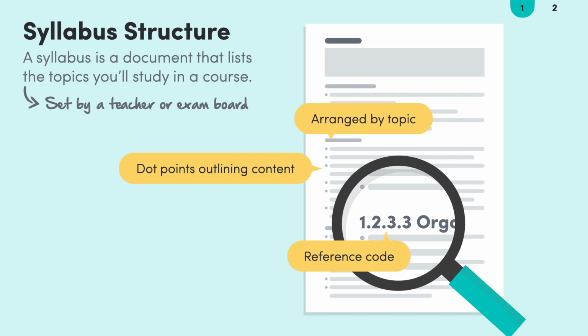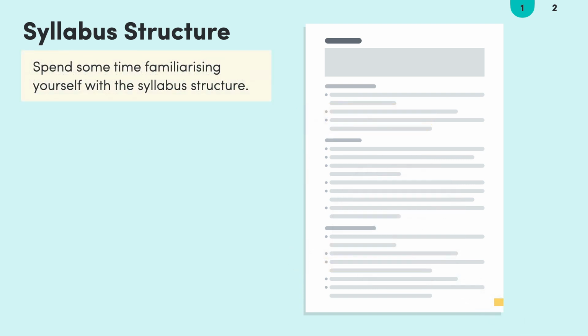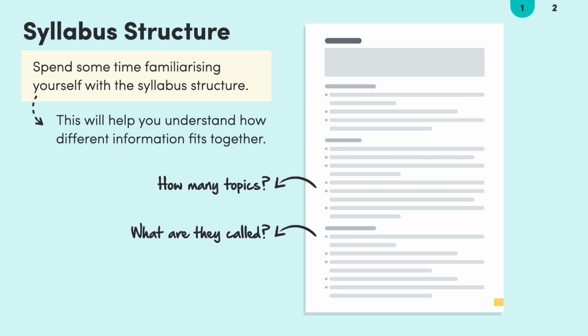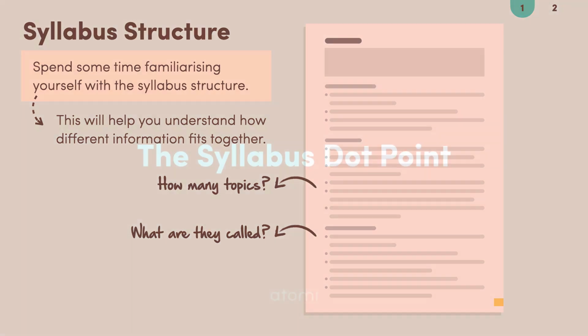Before you dive straight into the syllabus, it's a good idea to familiarize yourself with its overall structure. Things like, how many topics are there? What are they called? Doing this will help you understand how the information you're learning fits together, as opposed to just seeing it point by point. If you have to take assessments later in the course, you'll need to be able to link together information from all over the syllabus, so this is really helpful.